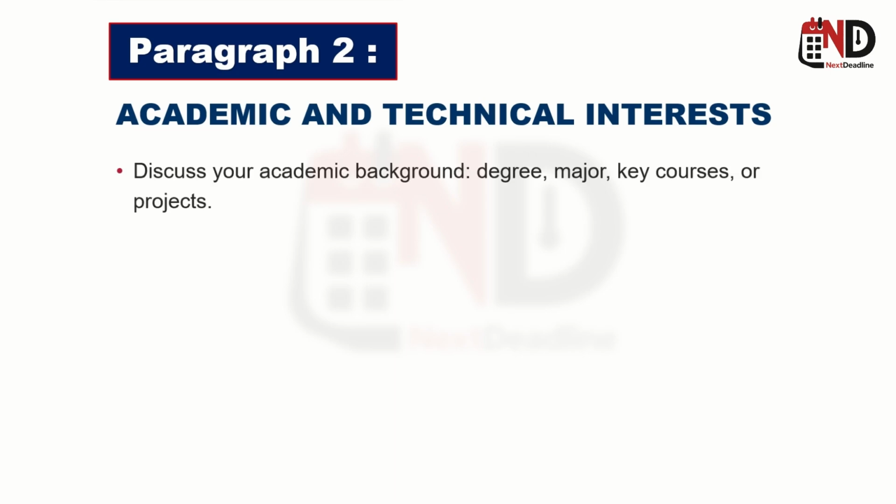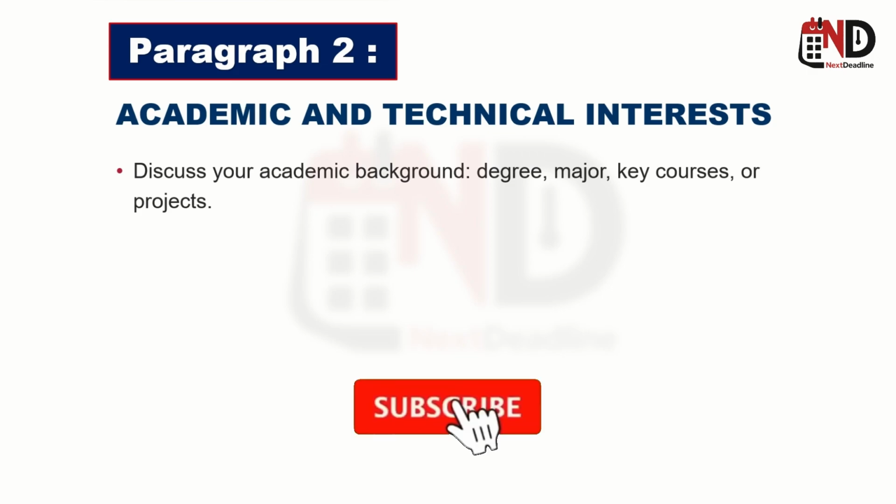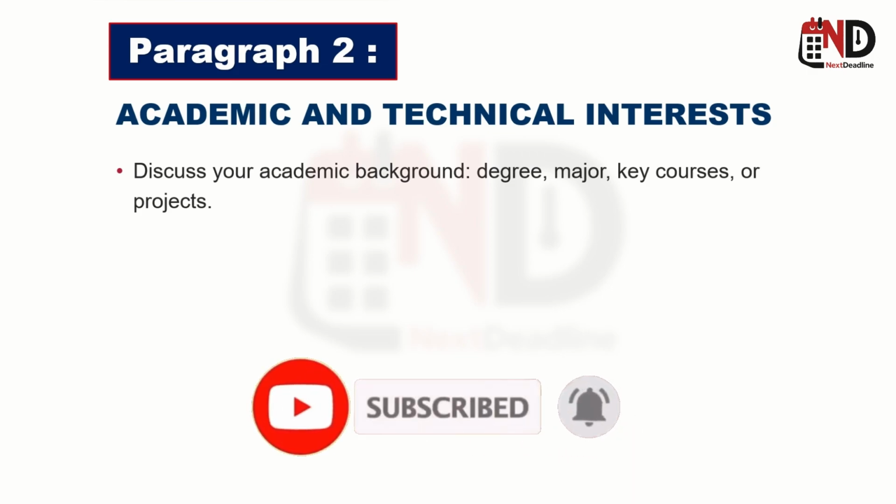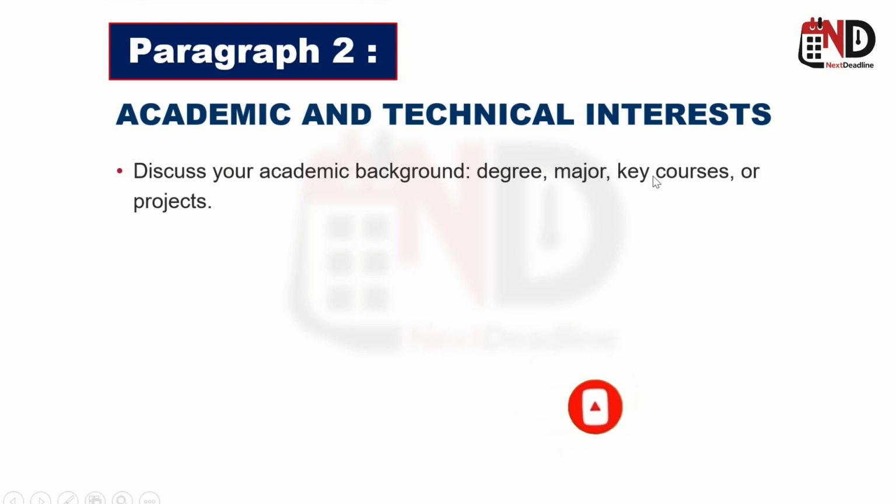In the academic and technical interest, you're going to discuss your academic background: your degree, your major, the course, or the project. For your degree, you discuss the degree that you had, BTech or BEd or whatever, and then your major, what is the course specialization, and then the key courses that relate to the particular course you are applying for. That is when you bring courses into the discussion. And then your project too could align with the scholarship goal, or it could align with the course you are applying for.